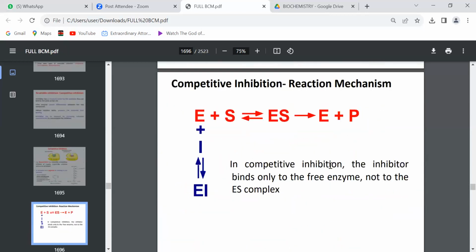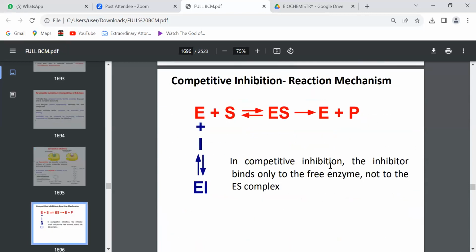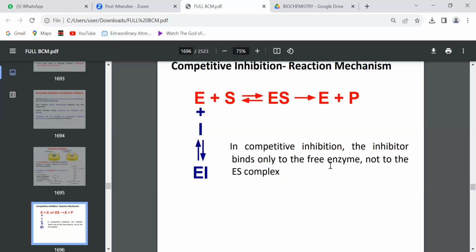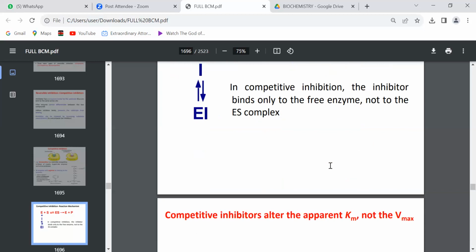This is what it looks like. If you increase the substrate concentration, then the reaction will continue to form the product. But if the substrate concentration is low, then the inhibitor will continue binding to the enzyme. The binding is weak, so it binds and dissociates back, but it either limits or reduces the reaction.